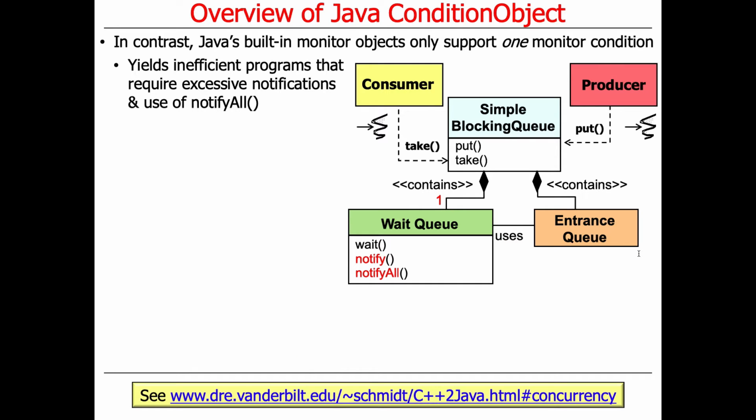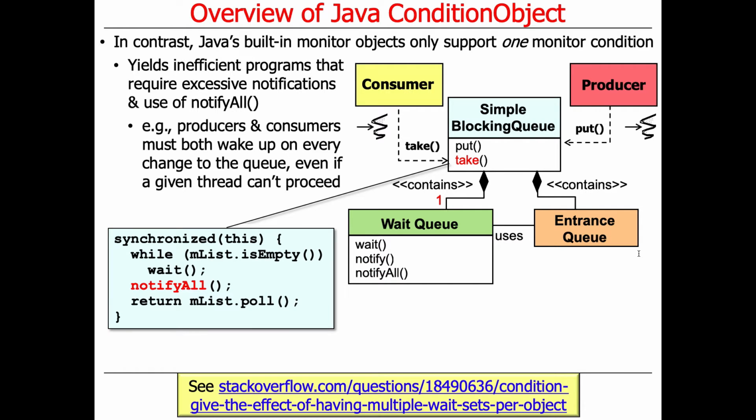Why this is a problem is because you end up having to notify everybody when you're waiting for stuff to change in built-in monitor objects. And so you end up waking up lots of extra threads because they all have to go and check this condition with a single condition. And we'll talk more about that later. That leads to something called the thundering herd problem.